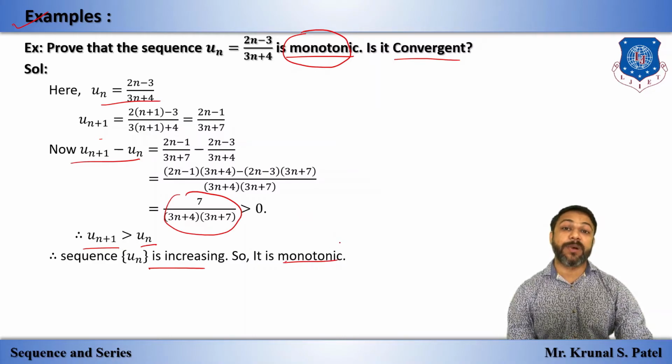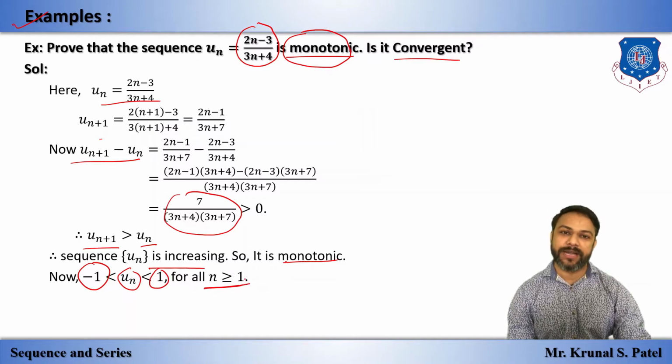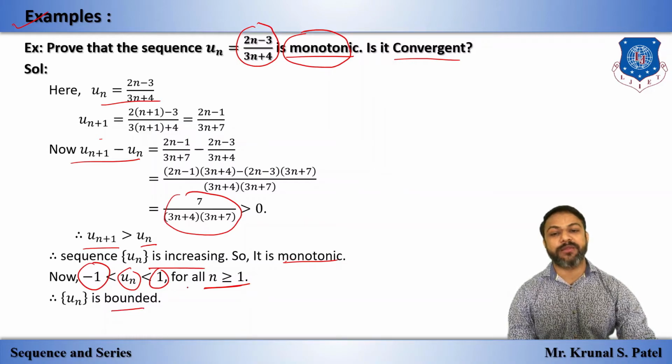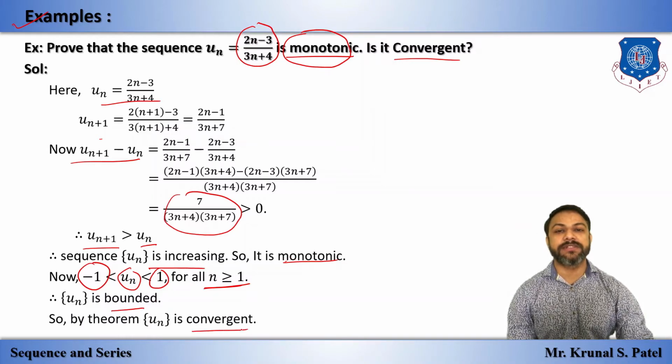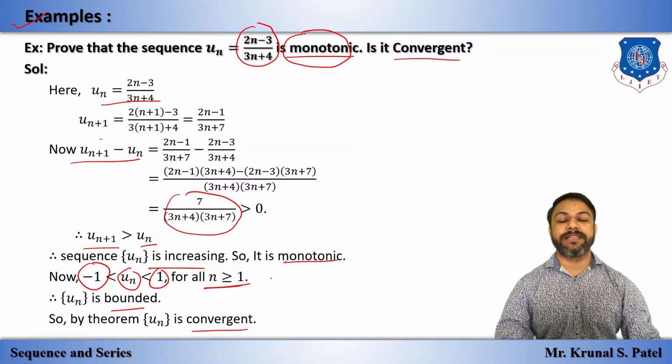Now we have to check whether it is bounded or not. The nth term un is bounded by -1 to 1. We can check for all n greater than or equal to 1. So by the theorem it is bounded, and we can say that it is bounded and monotonic. So the given sequence is convergent. This is the concept based on bounded and monotonic.